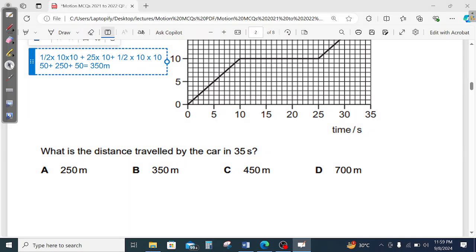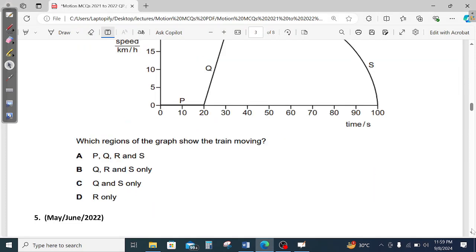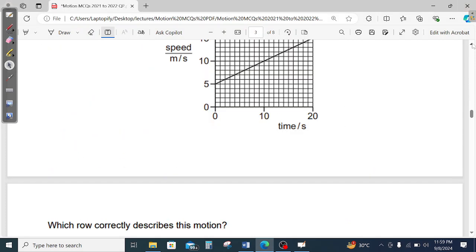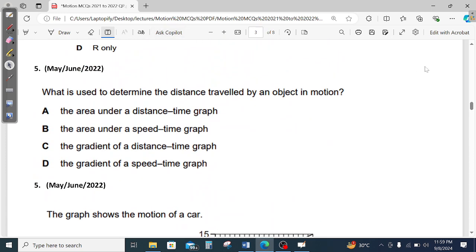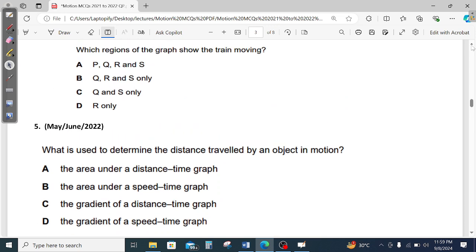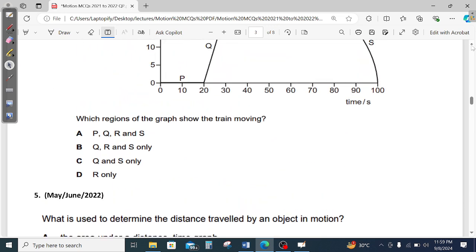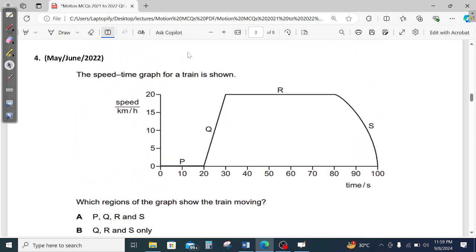Now move towards question number 4. Question number 4 is the diagram. The speed time graph for a train is shown. This is the speed time graph. Which region of the graph shows the train moving?